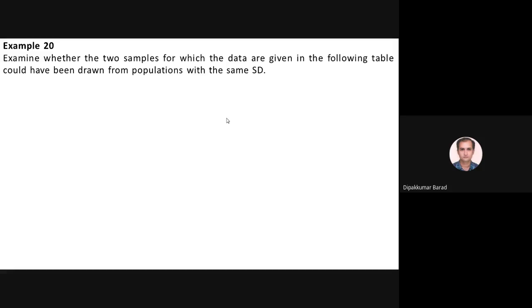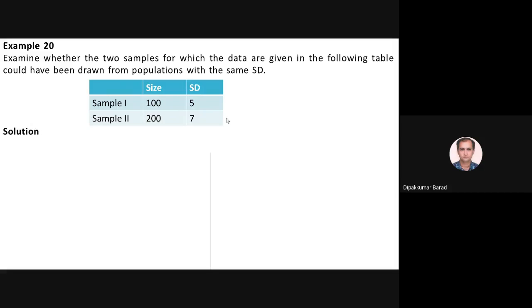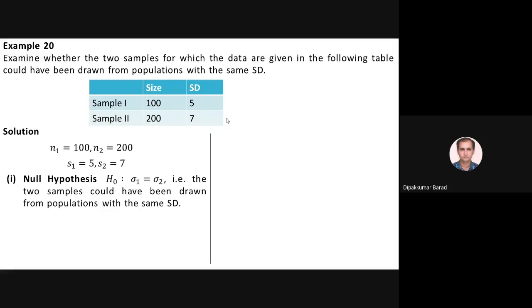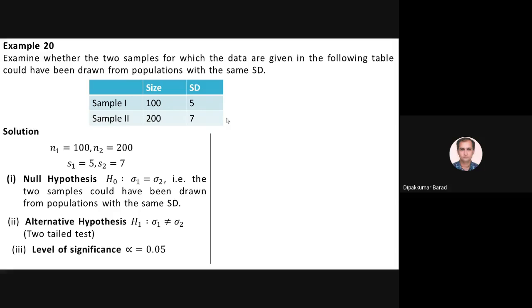Now example number 20. Determine whether the two samples for which the data are given in the following table could have been drawn from populations with the same standard deviation. Here the sizes and standard deviations are given for samples 1 and 2: n1 and n2 are 100 and 200, and S1 and S2 are 5 and 7. The null hypothesis is that the population standard deviations are equal, so the two samples could have been drawn from populations with the same standard deviation. Alternative hypothesis: sigma 1 not equal to sigma 2.